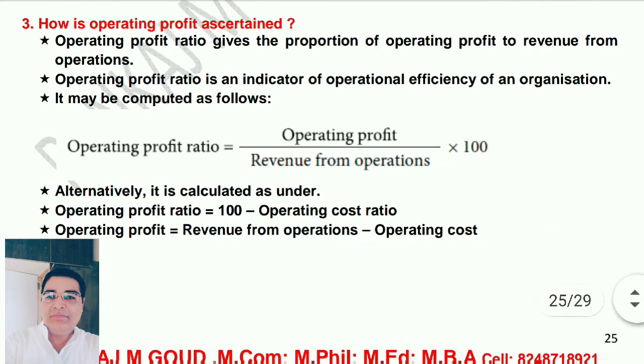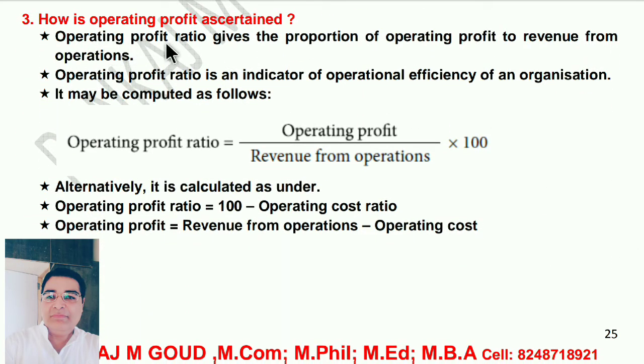Third question, how is operating profit ratio ascertained? Operating profit ratio gives the proportion of operating profit to revenue from operations. Operating profit ratio is an indicator of operational efficiency of an organization. It may be computed as follows.